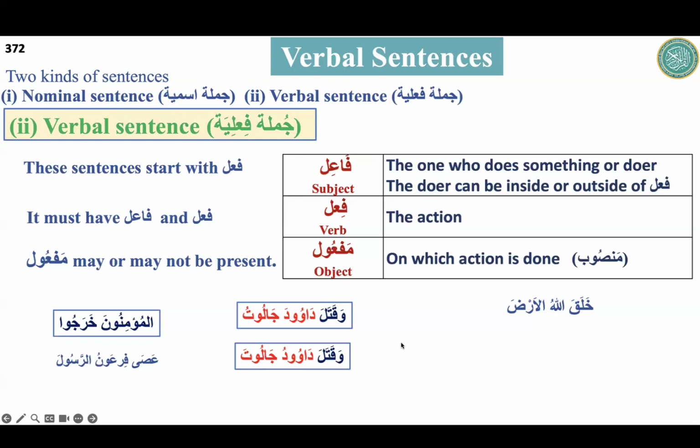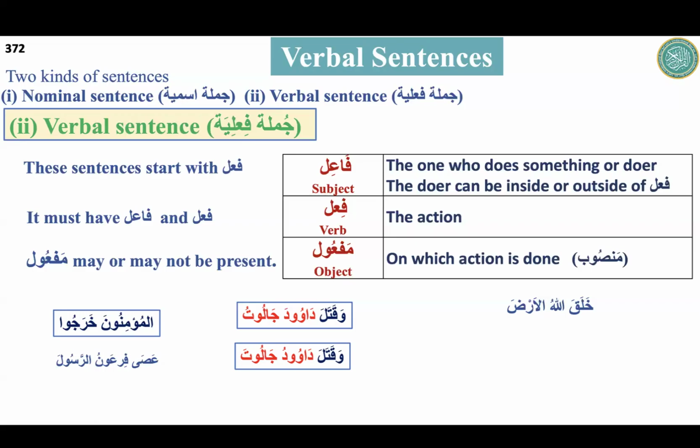Okay, Brother Ahmed, can you please explain this? Assalamu alaikum. Wa alaikum salam. Which one? Asa Firaunu Rasula. Asa, he disobeyed. Firaun ar-Rasul, the messenger. Firaun disobeyed the messenger.